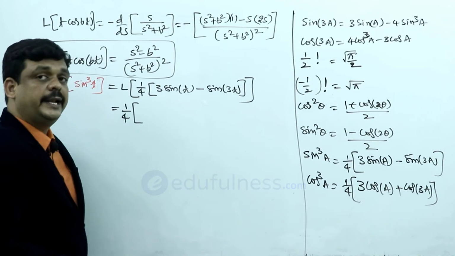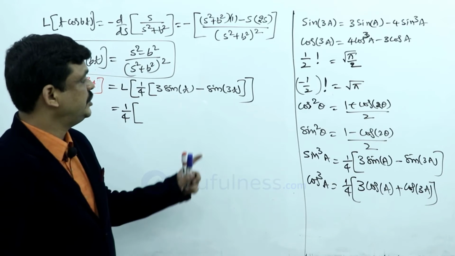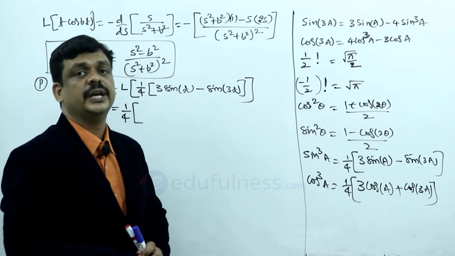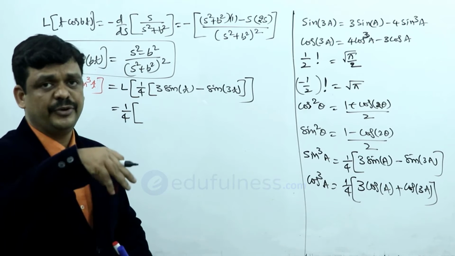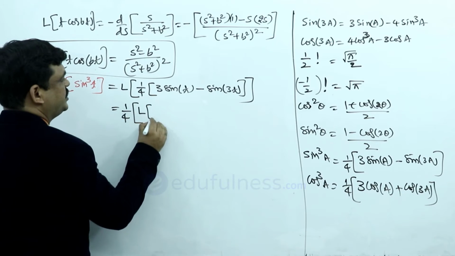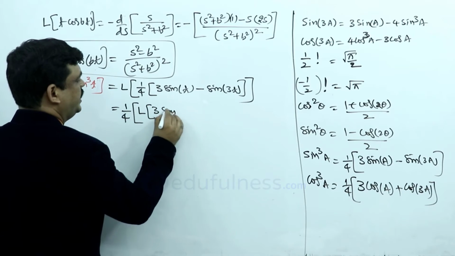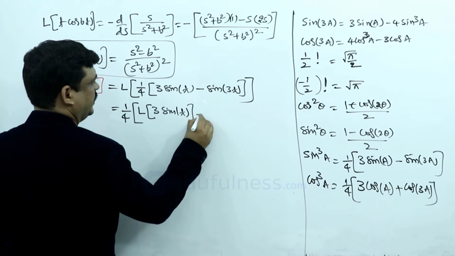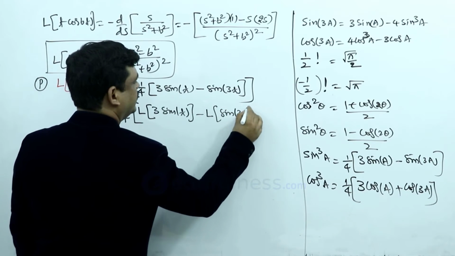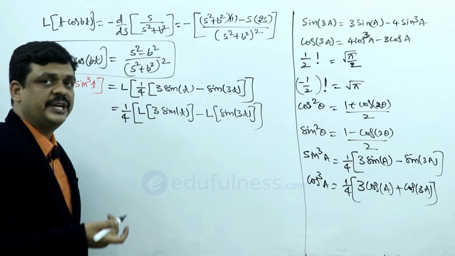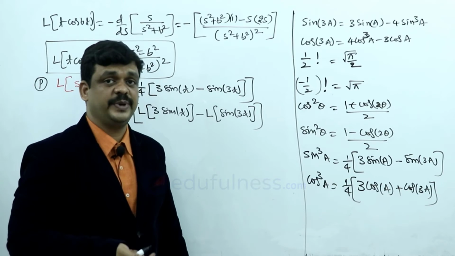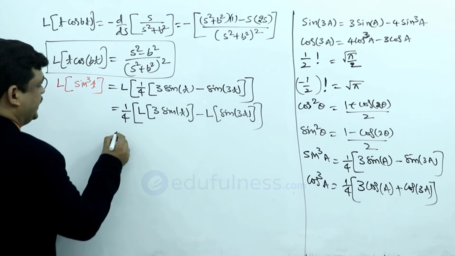Then apply the linearity property. Whenever the function consists of an algebraic summation of more than one function, then we have to write the Laplace transform of the individual functions. So here I have written 1 by 4 outside, then write Laplace transform of 3 sine t minus Laplace transform of sine 3t. These are similar to sine bt functions. So Laplace transform of sine bt is b by a square plus b square, right?